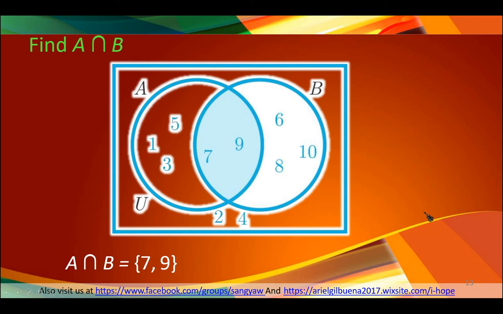Ito po yung kasunod. Find A intersection B. So, ano ba yung intersection nila? Ano yung nagkatagpo silang dalawa? So, minsan, titignan natin talaga, nakakalito siya, pero ito po yun. A intersection B is equal to 7, 9. Kasi ito lang naman yung nagkaduktong sila at nagkasalubong.